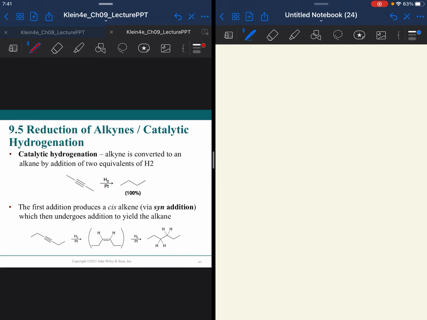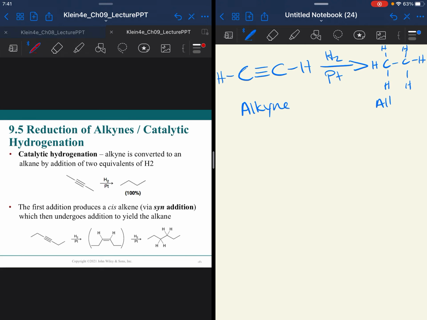The first one we're going to look at: we saw how a double bond behaves with hydrogen and a metal catalyst like platinum, palladium, nickel, or palladium on carbon. A triple bond is going to do exactly the same thing. You are going to add hydrogen, but you're going to add two equivalents, and you are going to go from an alkyne to an alkane. It works in the same way.